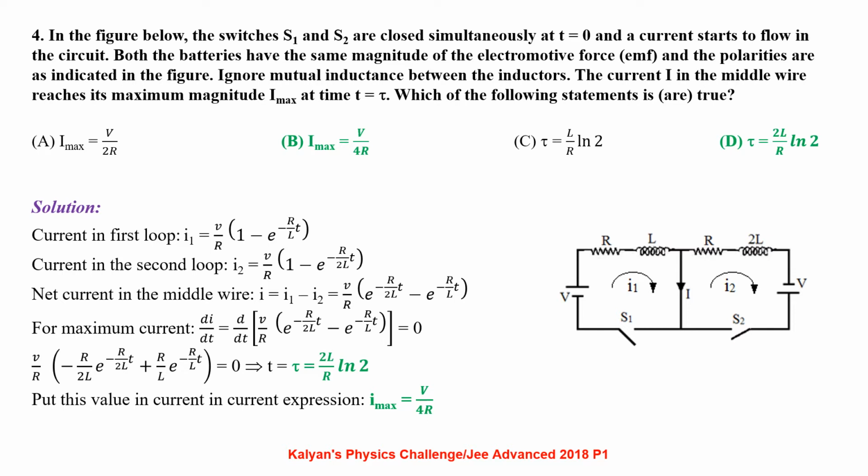So d by dt of V by R times e power minus R by 2L T minus e power minus R by L T equal to 0. So that is V by R of minus R by 2L e power minus R by 2L T plus R by L times e power minus R by L T equal to 0. Please note that differential of e power kx is k times e power kx. T equal to tau, that is equal to 2L by R ln 2. Substituting this value in the expression for current, we get I max equal to V by 4R.